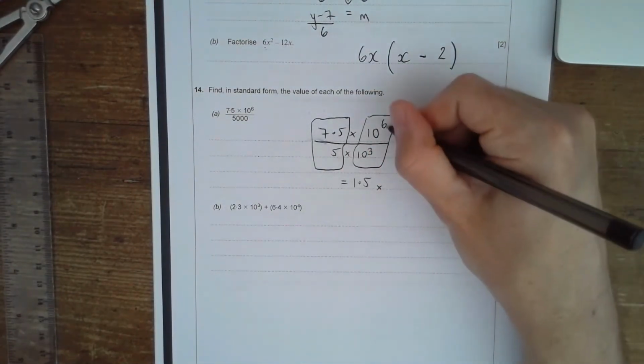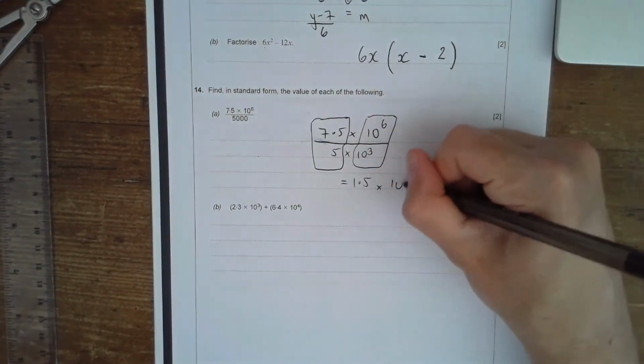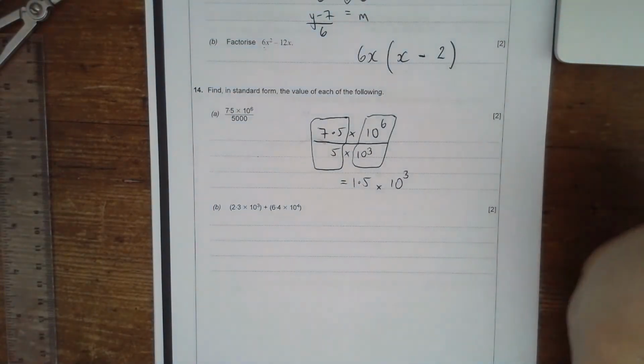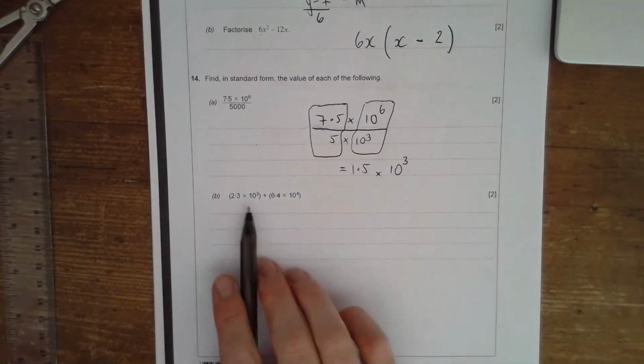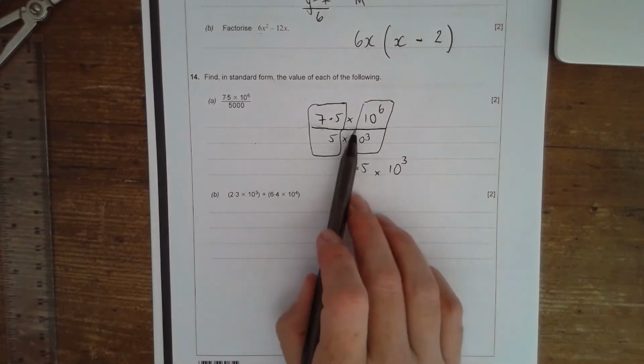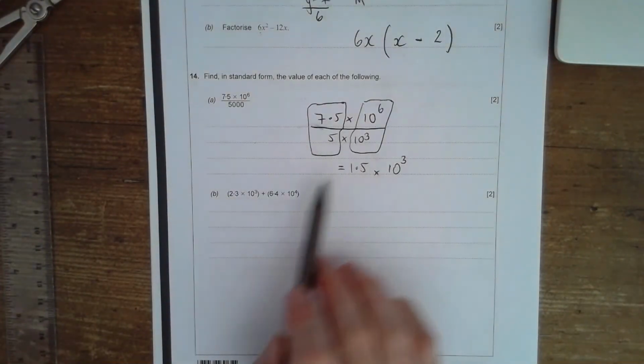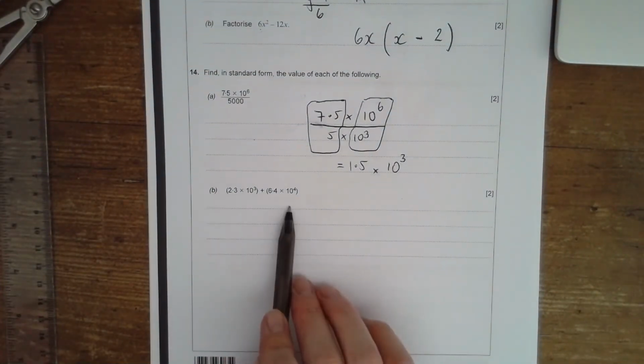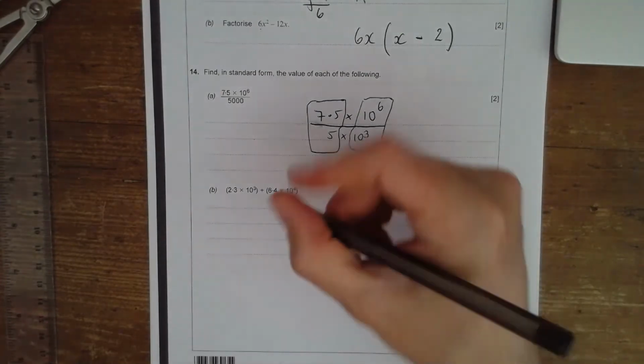And then powers of 10 means that I subtract the powers when I'm dividing, so it would be 1.5 times 10 to the power of 3. And then this one here is not quite as simple. That only works timesing and dividing, that method that I just used. Here, we have to take it out in standard form, solve any adding and subtracting questions.